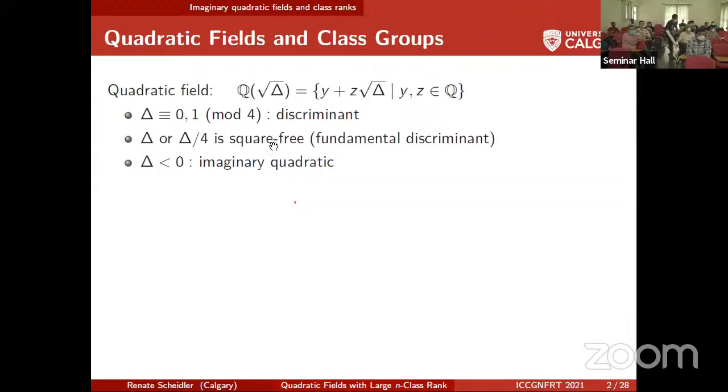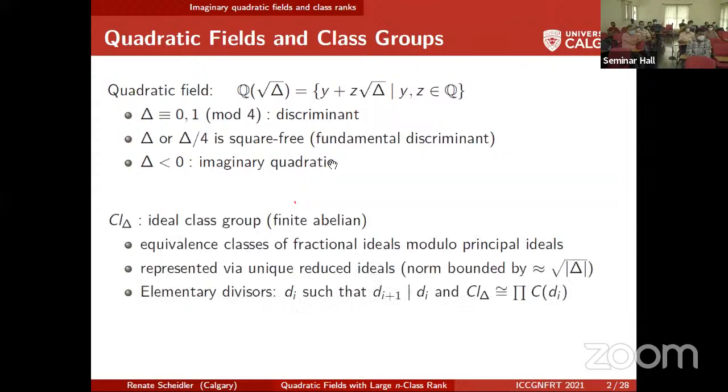And then the quadratic field of discriminant delta has this form. 1 and square root of delta is a basis, and it's basically a dimension 2 vector space over the rational numbers with basis 1, square root of delta. But of course, it is also a field. So these are the objects that we'll be working on, these quadratic fields.